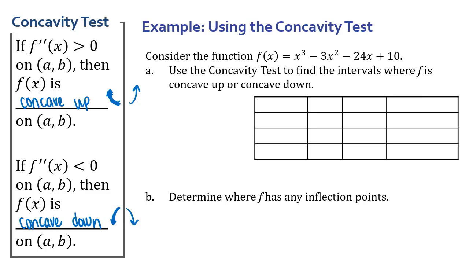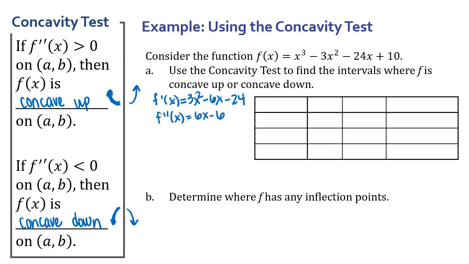So if I were to go back to that same function that we looked at in the last example, x cubed minus 3x squared minus 24x plus 10, we can use a concavity test to find where the intervals of f are concave up or concave down. So here's how we can do that. Again, we already found that first derivative. The first derivative was 3x squared minus 6x minus 24. So if I go to find the second derivative of that, that's going to be 6x minus 6.